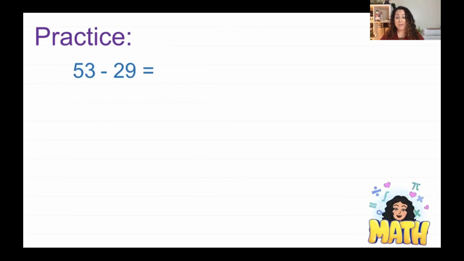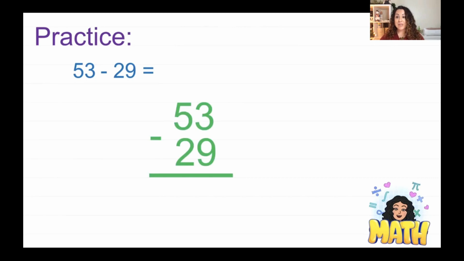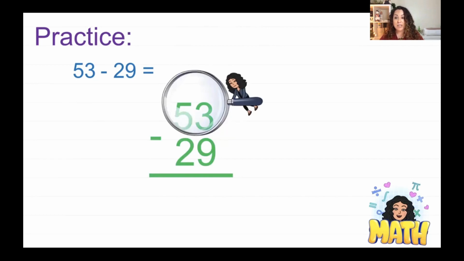Okay, let's look at another problem. I have 53 take away 29. So our first step is, that's right, let's write it vertically. So get your paper and pencil, whiteboard, write this problem vertically. Go ahead and pause the video and do that now. Okay, so this is the problem written vertically. Now we've got to analyze and look at that first number, 53. I have 3 ones on the top and I have 9 ones on the bottom. The number on the bottom is greater. So am I going to have to unbundle a 10? Yes, I am going to have to unbundle a 10.